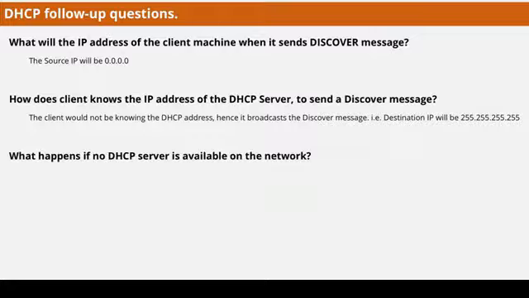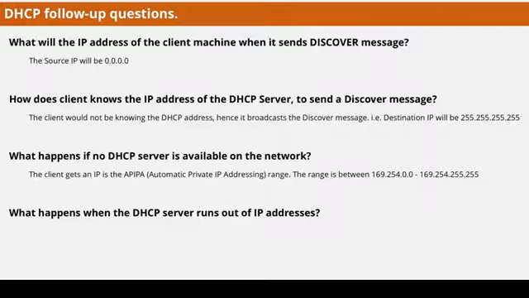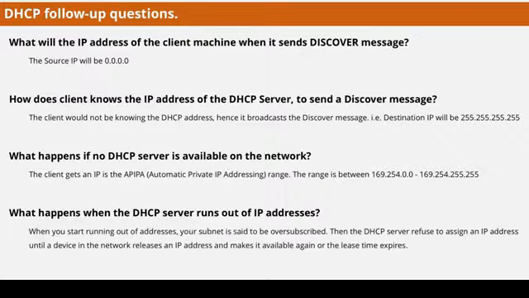What happens if no DHCP server is available on the network? The client gets an IP in the range of APIPA. The range of APIPA is between 169.254.0.0 to 169.254.255.255.